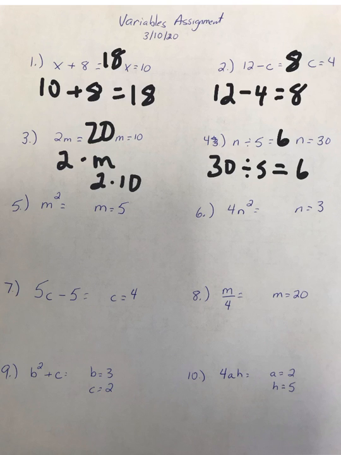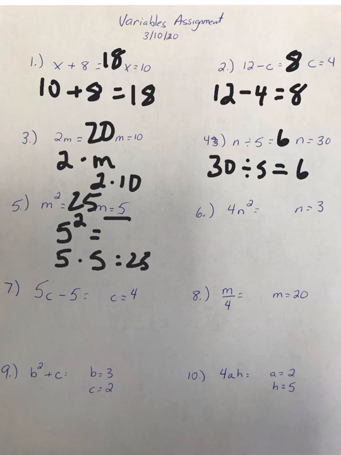For the next one, it's m squared equals something, so we're going to have to substitute the 5 in for m. Now be careful that m squared means 5 times 5. So it would be 5 squared, but that's really the same as 5 times 5, as you've seen before. So the answer is 25.